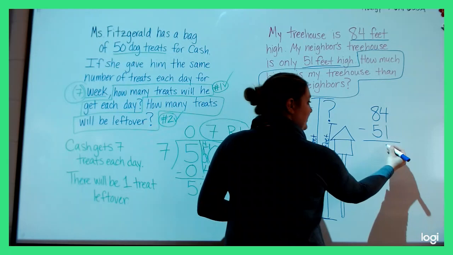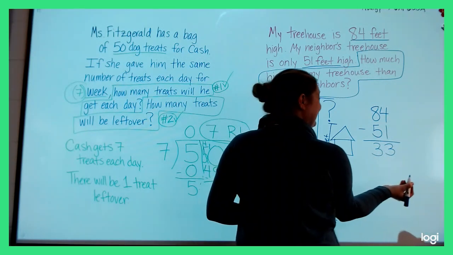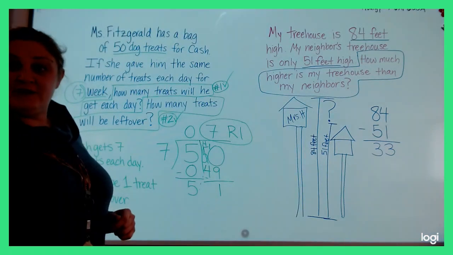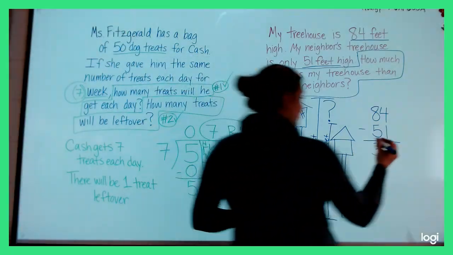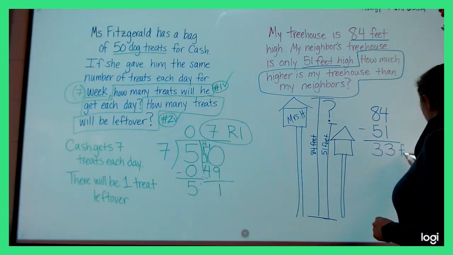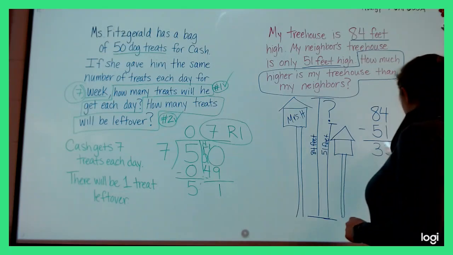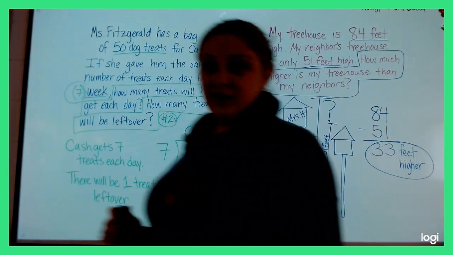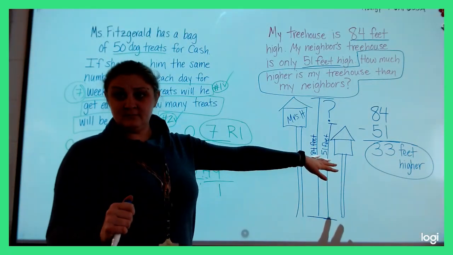4 minus 1 is 3. 8 minus 5 is 3. So it looks like my treehouse is 33 feet higher than my neighbor's. So for our label, we can say 33 feet or 33 feet higher. All right, good.